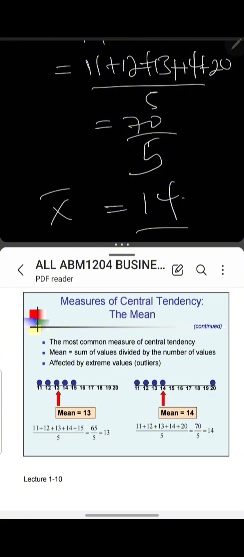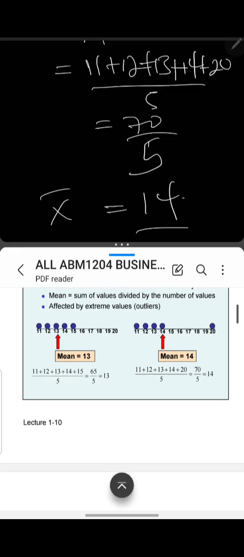In the first example, the numbers were close: 11, 12, 13, 14, 15, and we got our mean as 13. But in the second example, there was an outlier. An outlier is a value that is far from the rest. It is also known as an extreme value. I'll give an example of graduation.